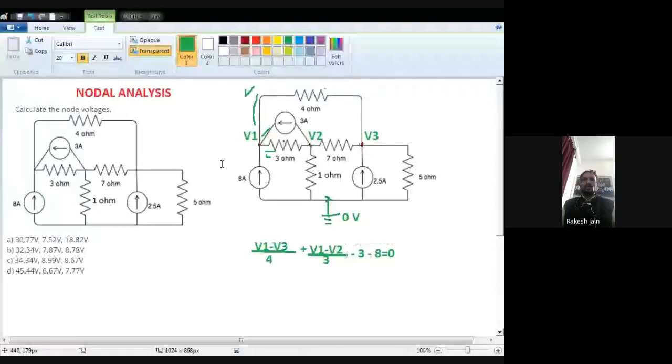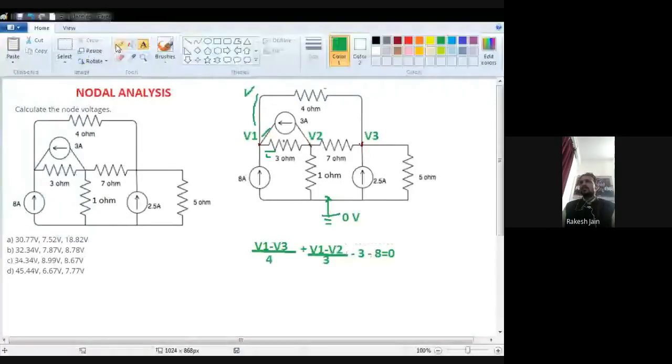Okay, so this is the equation for node V1. I once again repeat, there are 4 branches connected with V1. Two branches are current sources, and both current sources are coming towards the first node, that is V1. We provide the node voltage as V1. So the incoming current is denoted with a negative sign while writing the equation. So minus 3 and minus 8.